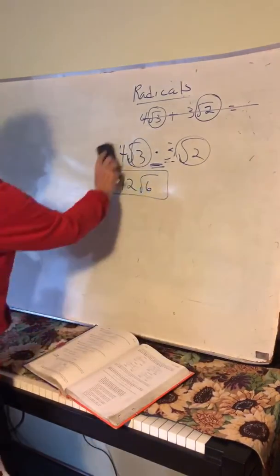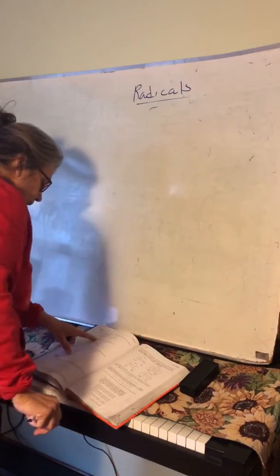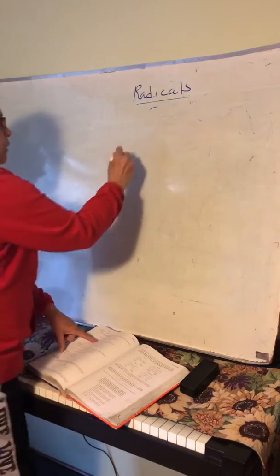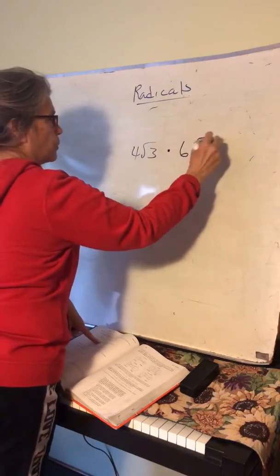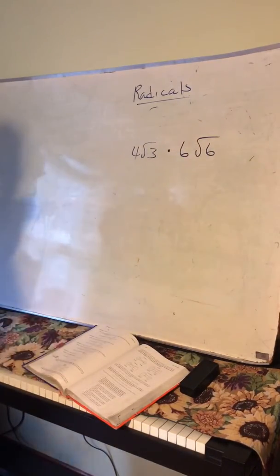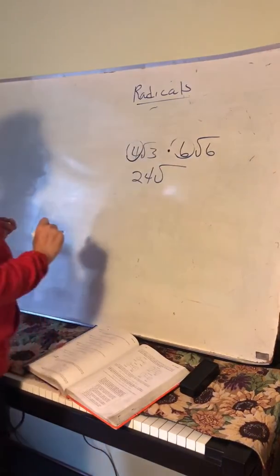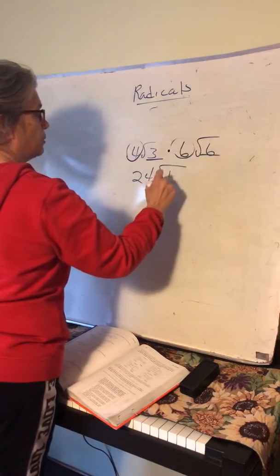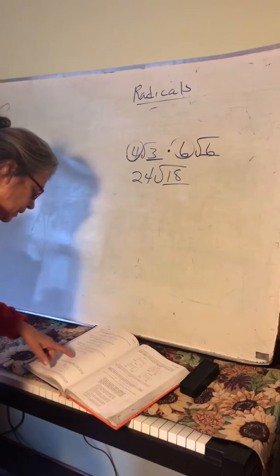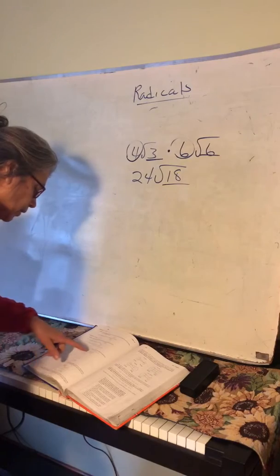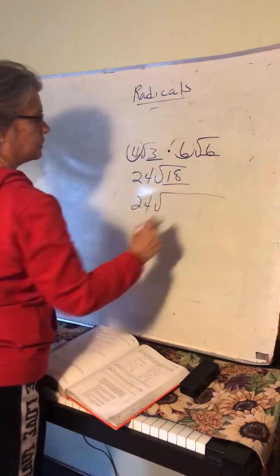Okay, let's do another one. If we have 4 square root of 3 times 6 square root of 6, we can multiply the whole numbers, giving us 24 square root of, multiplying these two, 18. Now, this is not in simplified form because we can break down this. So let's break it down.